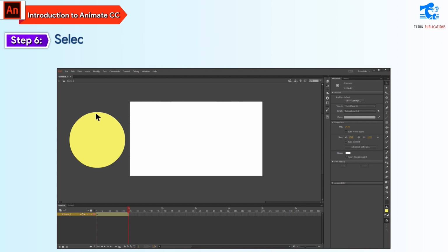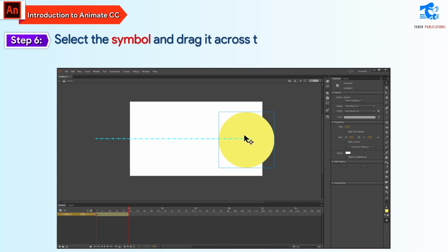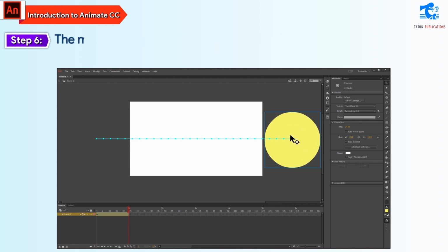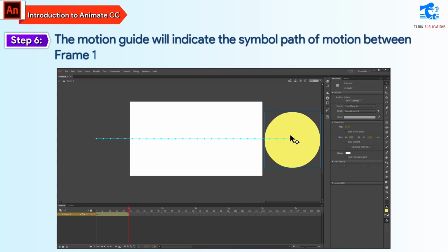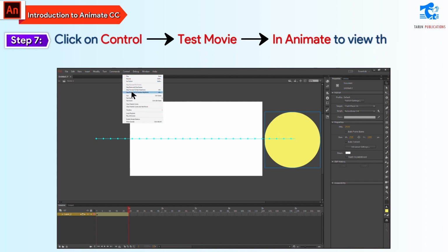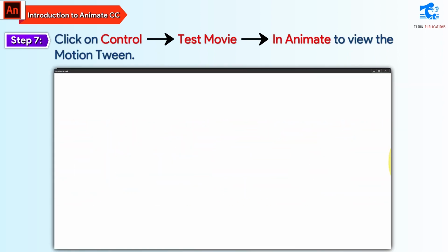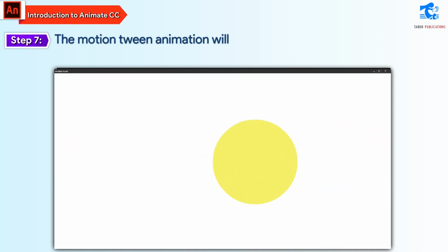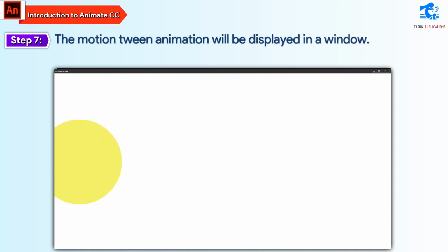Step 6. Select the symbol and drag it across the stage. The motion guide will indicate the symbol path of motion between frame 1 and frame 2. Step 7. Click on Control Test Movie in Animate to view the motion tween. The motion tween animation will be displayed in a window.